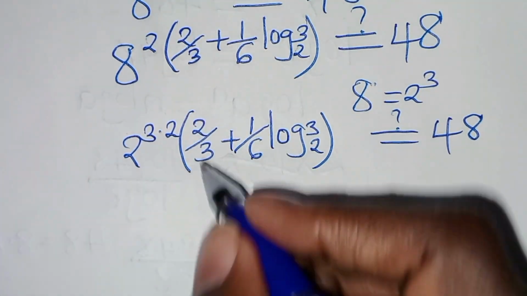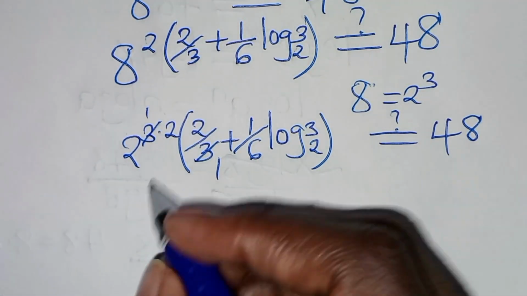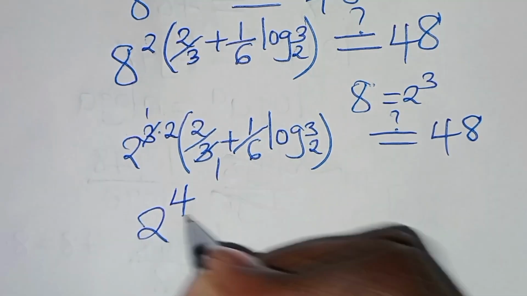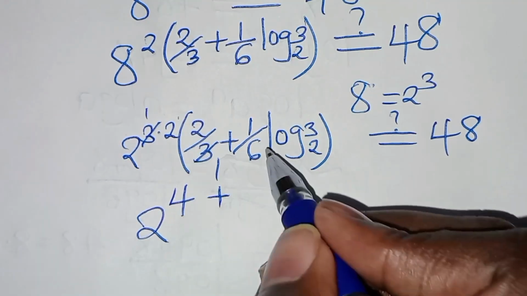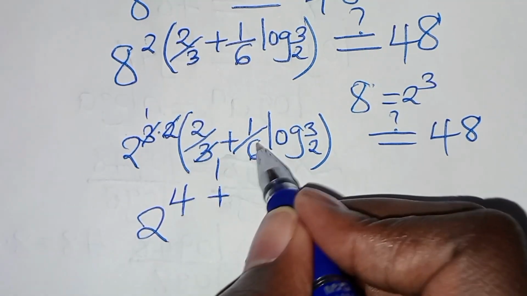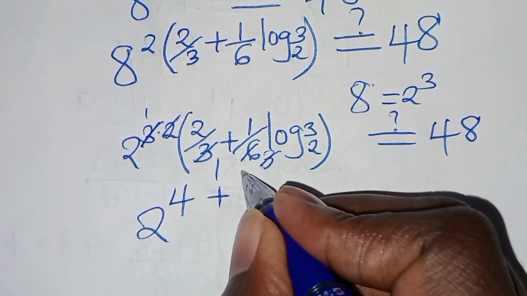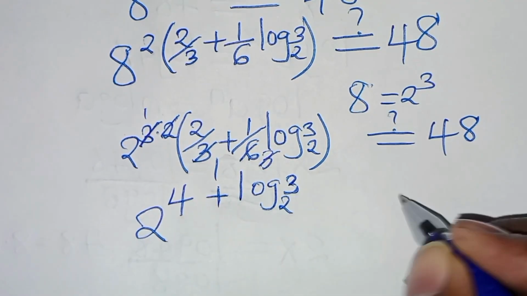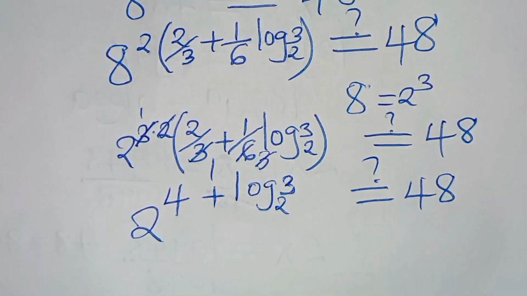Let's simplify here by 3, 1 by 3. This simplifies. So we have 2 to the power of 2 times 2. This is equal to 4. Then plus, now here we have 6. Let's divide 6 by 2. This becomes 3. Then we have 3 here. 3 and 3 simplifies. So plus log 3 to base 2. From here, this is supposed to give us a value of 48.